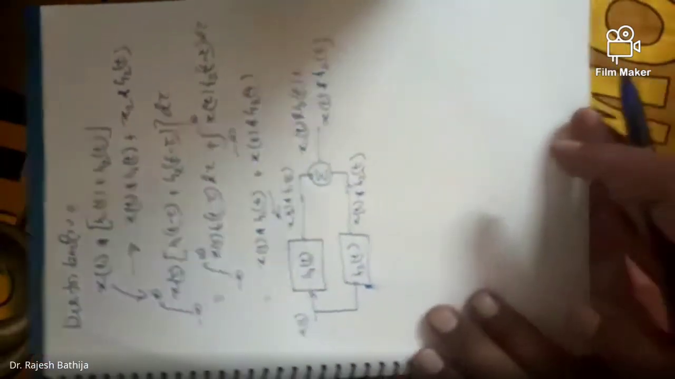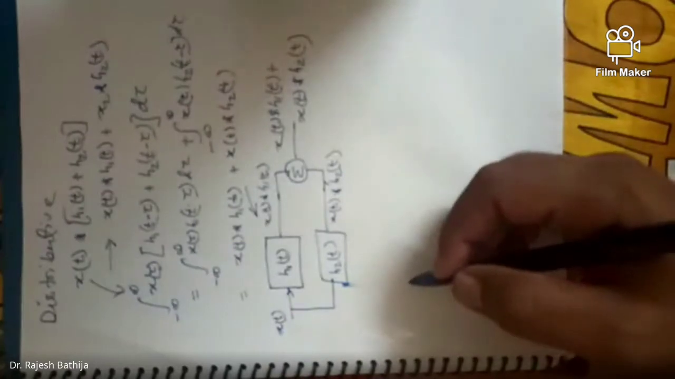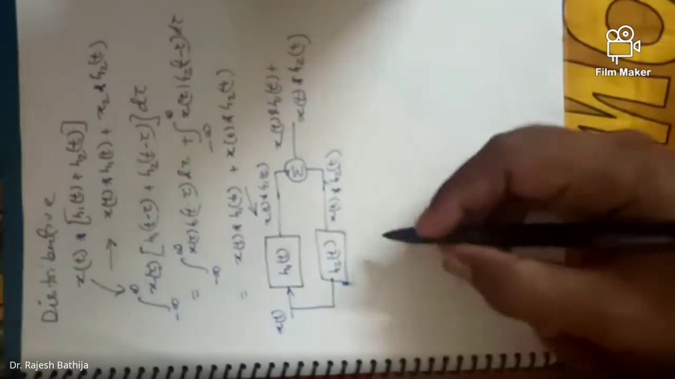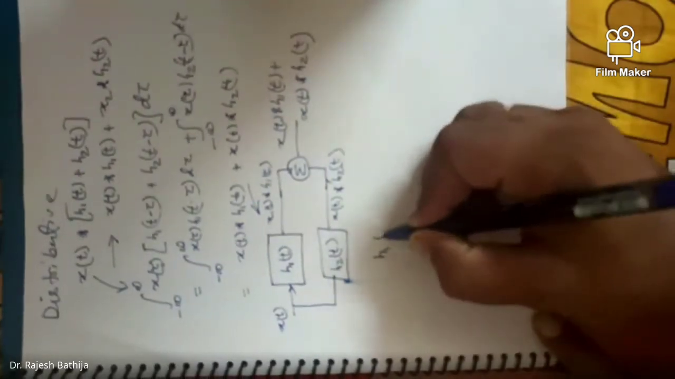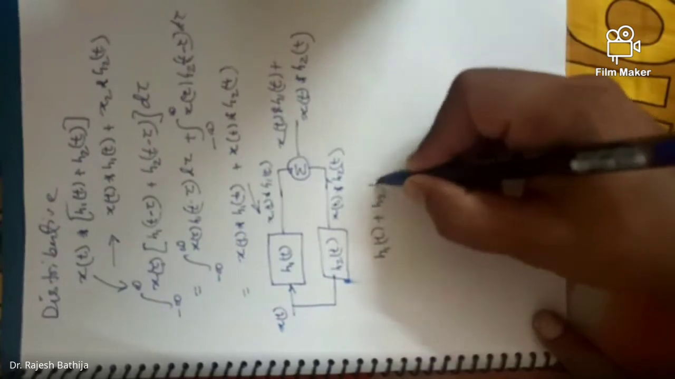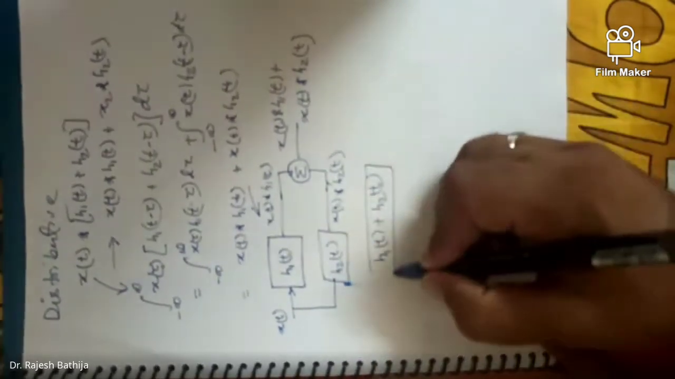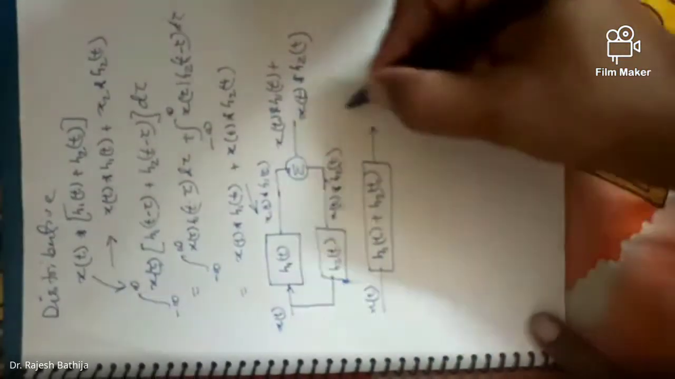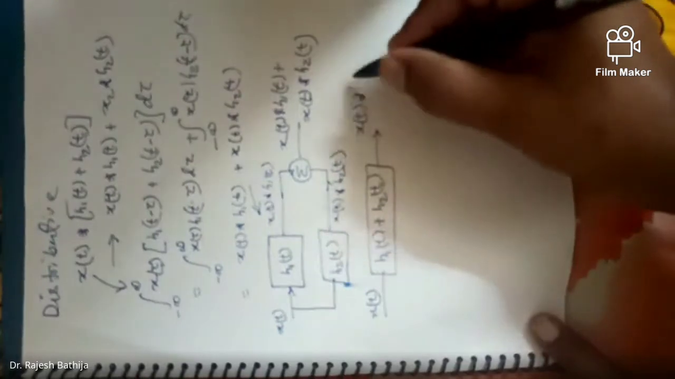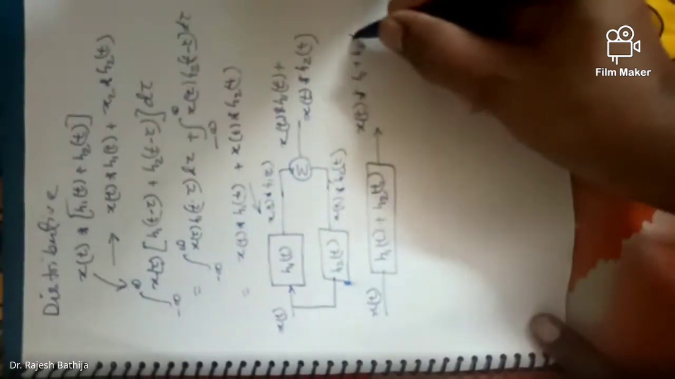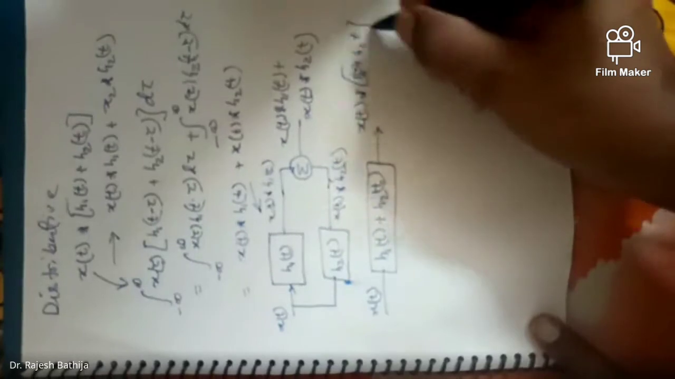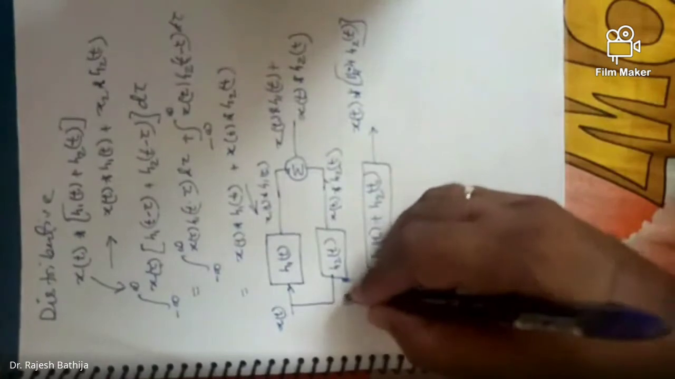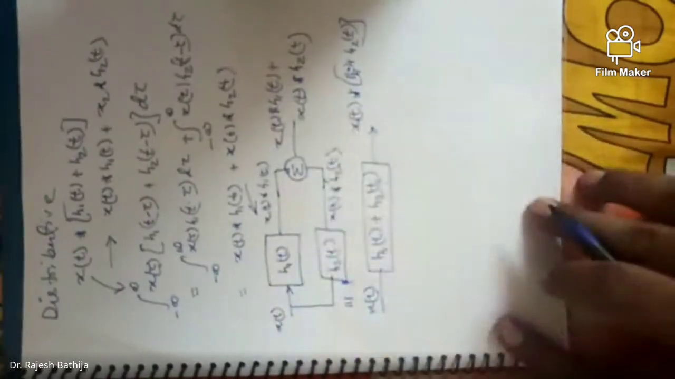The left hand side, what it says symbolically, is like this: h1(t) plus h2(t) is a system, the input is x of t, and the output is x of t convolved with h1(t) plus h2(t). Right? Now, these two systems are equivalent to each other.